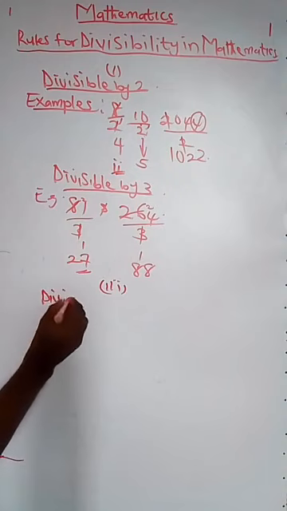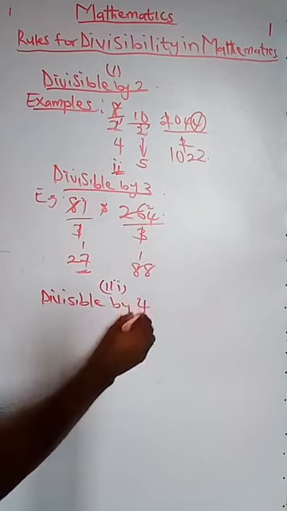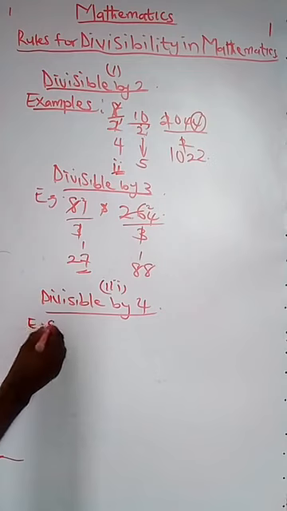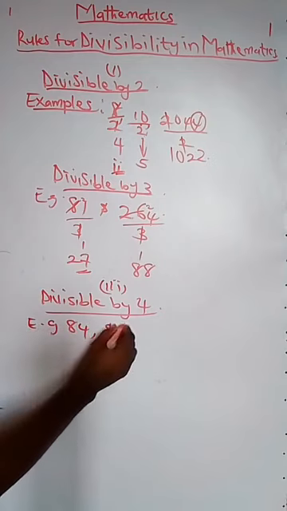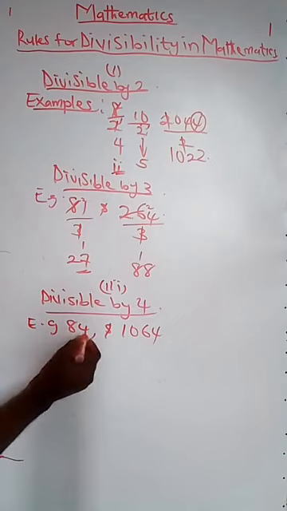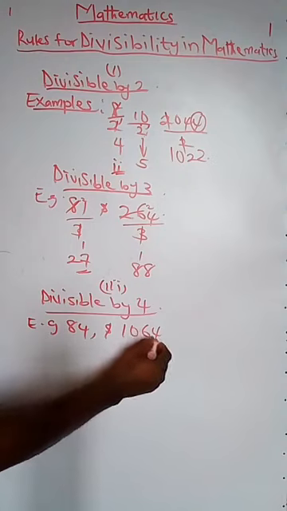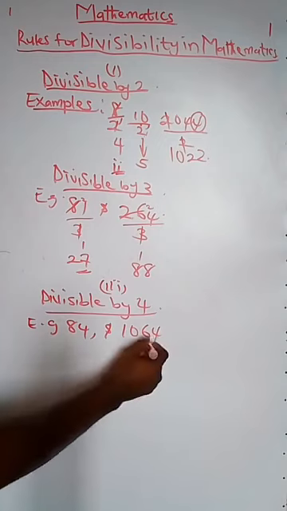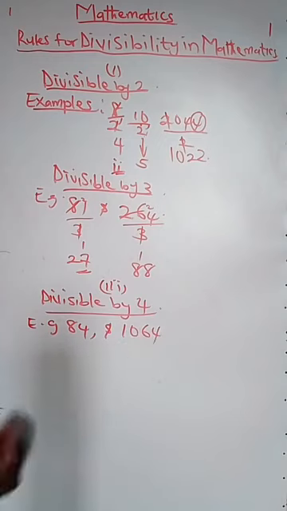Divisible by 4. A whole number is divisible by 4 if its last two digits form a number divisible by 4. Example: 84 and 1064. You see, 84 has just two digits, and these digits form a number divisible by 4, right? The same thing, the last two digits here are 6 and 4, and the last two digits also form a number divisible by 4.